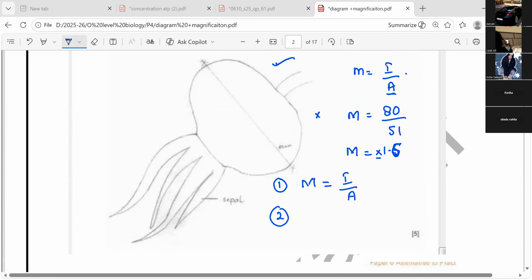Now, if it is an actual length, then we don't need to multiply it with any value. But if it is not an actual length, then we need to convert it into actual length by multiplying it with the allowance, whatever allowance is given. Sometimes the examiner can ask you about the actual length, so the formula would be A is equal to I upon M. Is this clear?